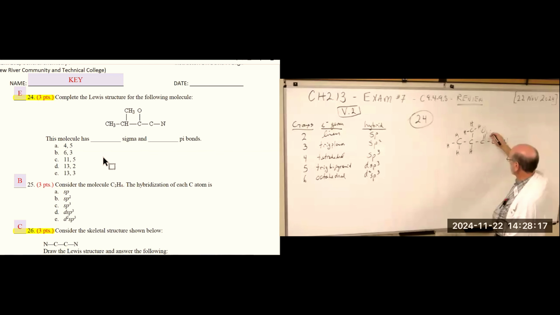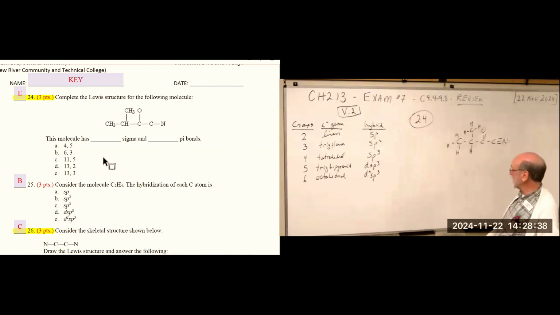So we would use that. And then that's an octet. To make an octet, this nitrogen would have 3 of these around here. So we can do that and that, make a triple bond. And that gives everybody octets, except for the hydrogens.